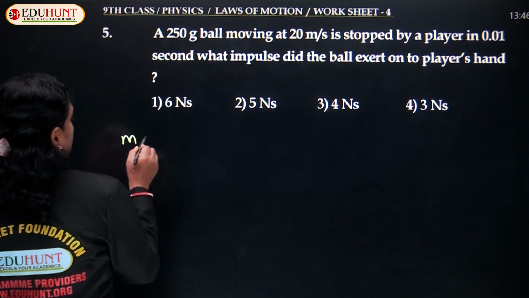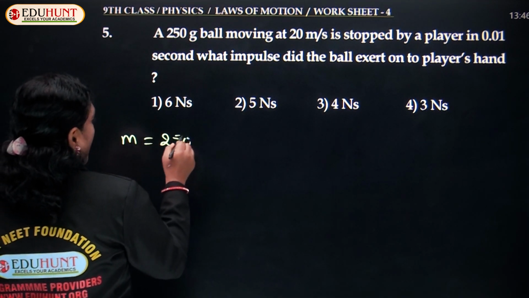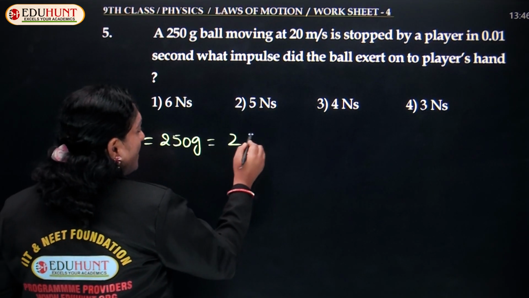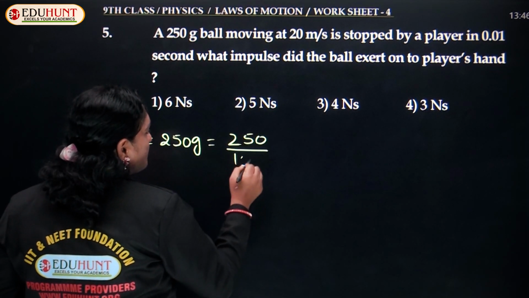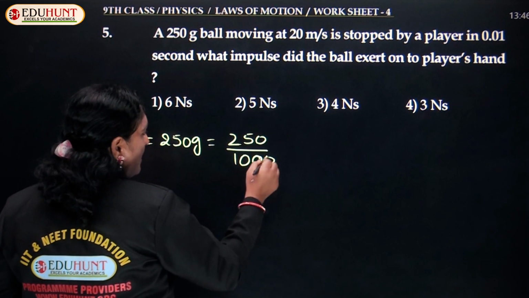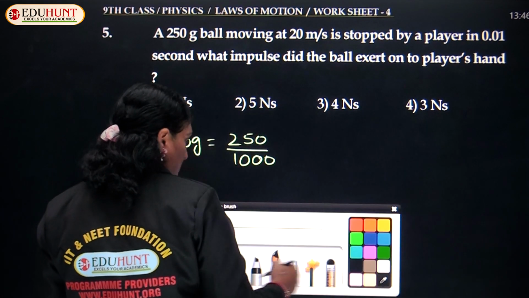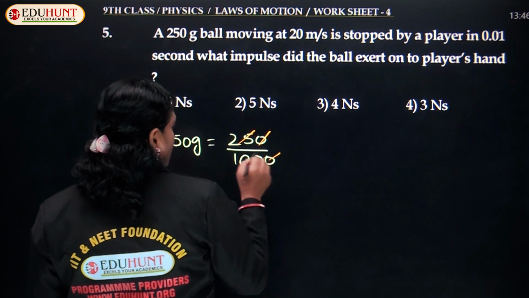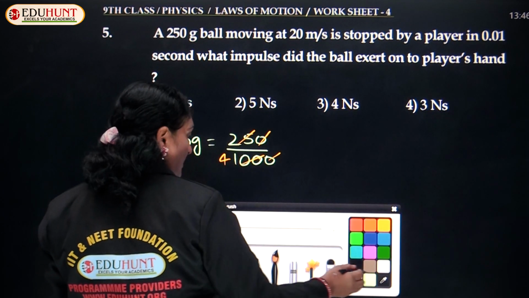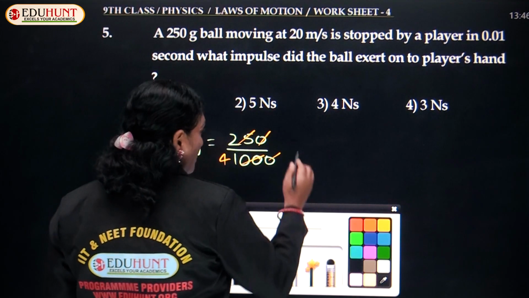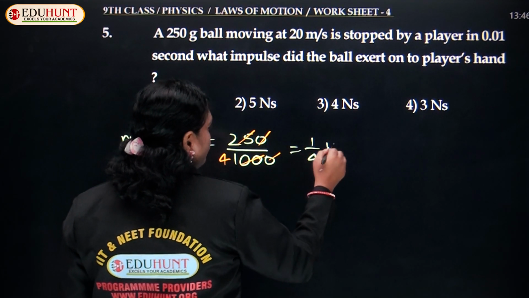So mass is given as 250 grams. Let us convert this in SI units. In order to convert grams to kgs, you have to divide this by 1000. So now after simplification, 0 gets cancelled and 25 goes 4 times. This will be 1/4 kg.